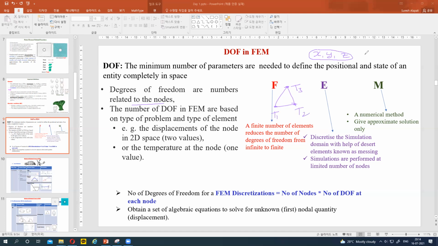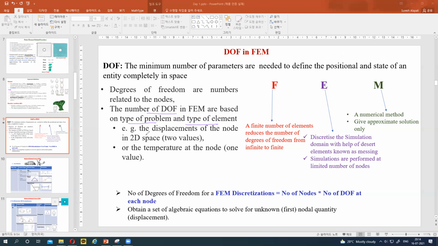Similarly, for a fluid flow problem, we have to find velocity, which is also a vector: ux, uy. So 2 degrees of freedom at each node, total 6 degrees of freedom. So the number of degrees of freedom in FEM depends on the type of problem and the type of element.